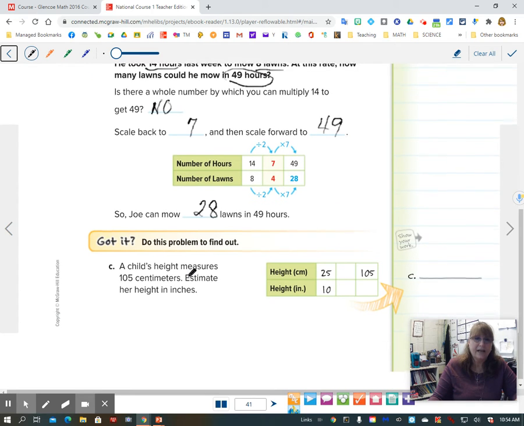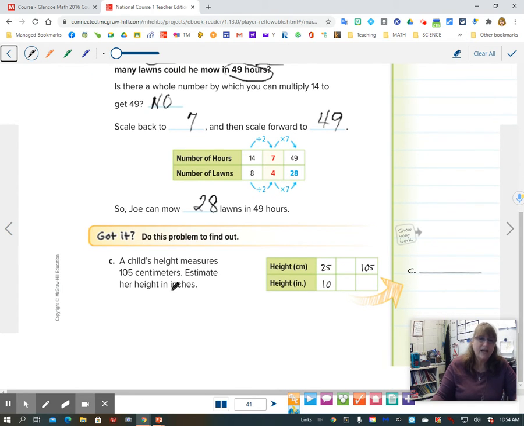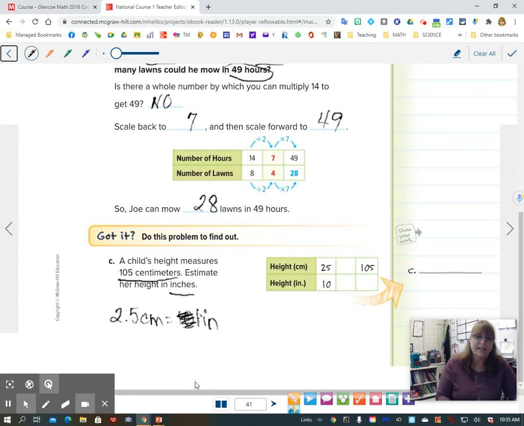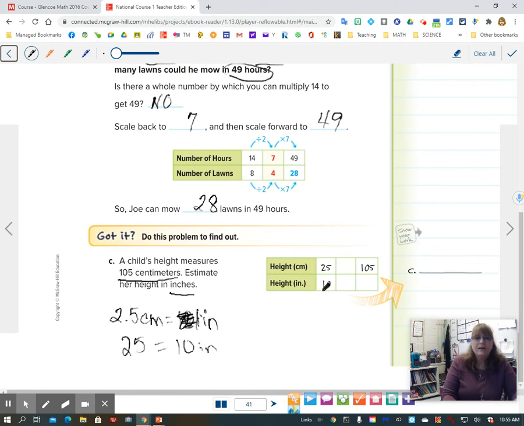All right, now we're going to do the got it. A child's height measures 105 centimeters. Estimate her height in inches. Well, we know that 2.5 centimeters equals, whoops, 1 inch, sorry. Got ahead of myself. Equals 1 inch. So because of that, they put 25 equals 10 inches. They just took it times 10 and got 25 equals 10 inches. Okay, so they put that in the table here.